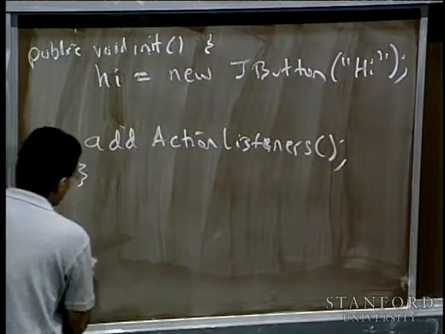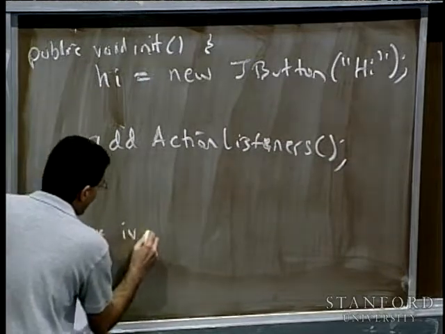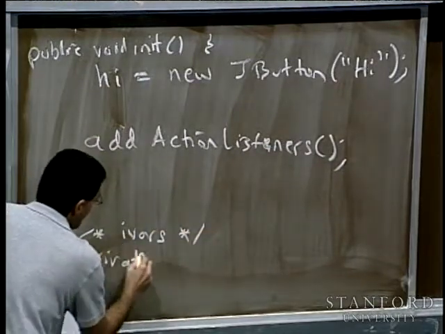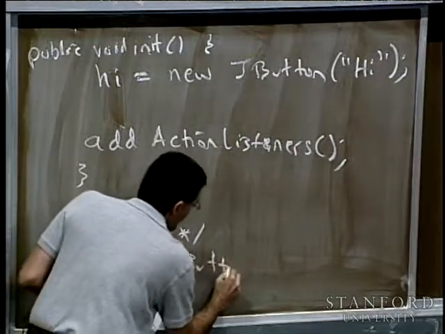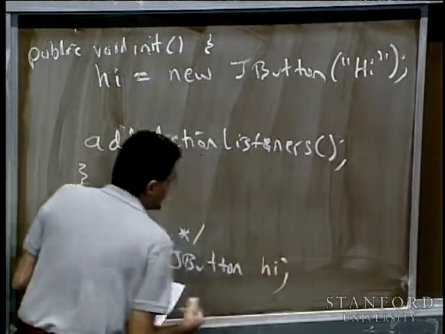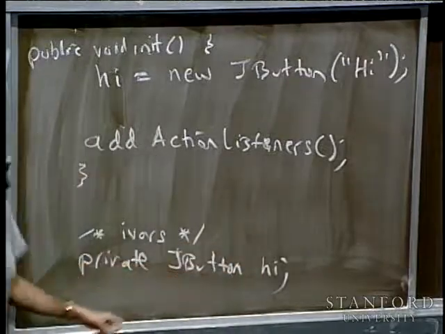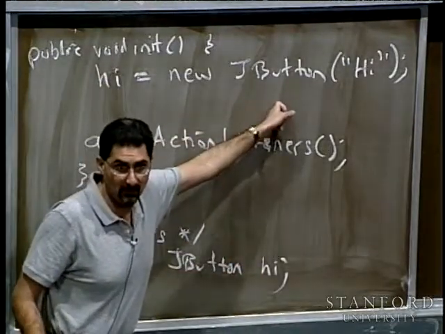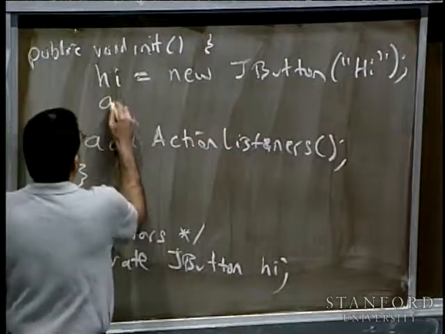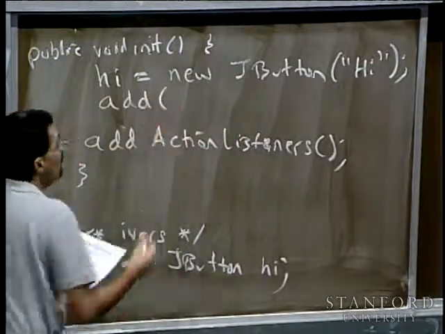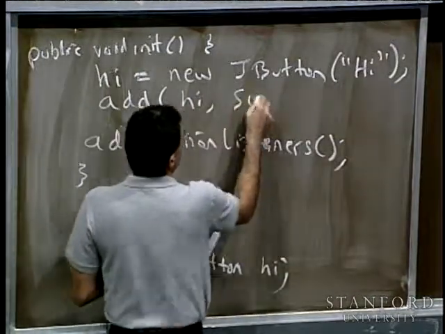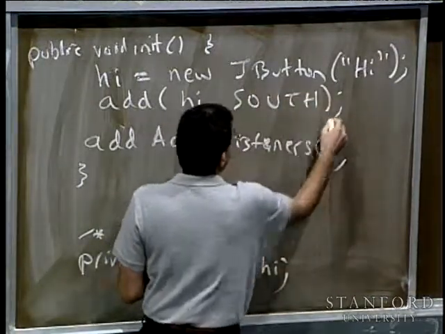So somewhere down here in my program where I have my ivars, my instance variables, I would have private JButton hi. So I just do the declaration of a variable called hi, which is of type JButton, and then in my initialization method, I actually create that button with the label hi on it, and then I go ahead and add it somewhere to one of the control bars in my program. So I would say add hi maybe to the south control bar, because we really like adding things to the south control bar.